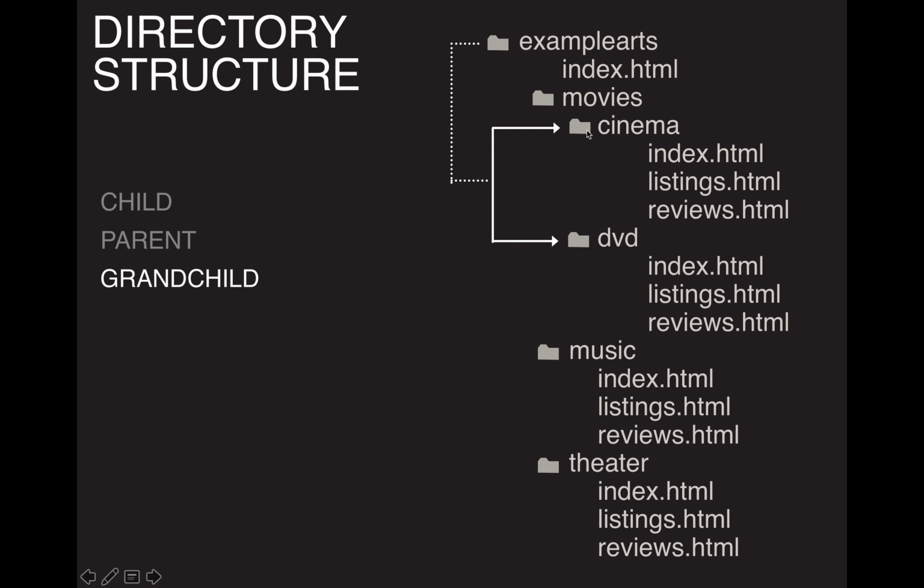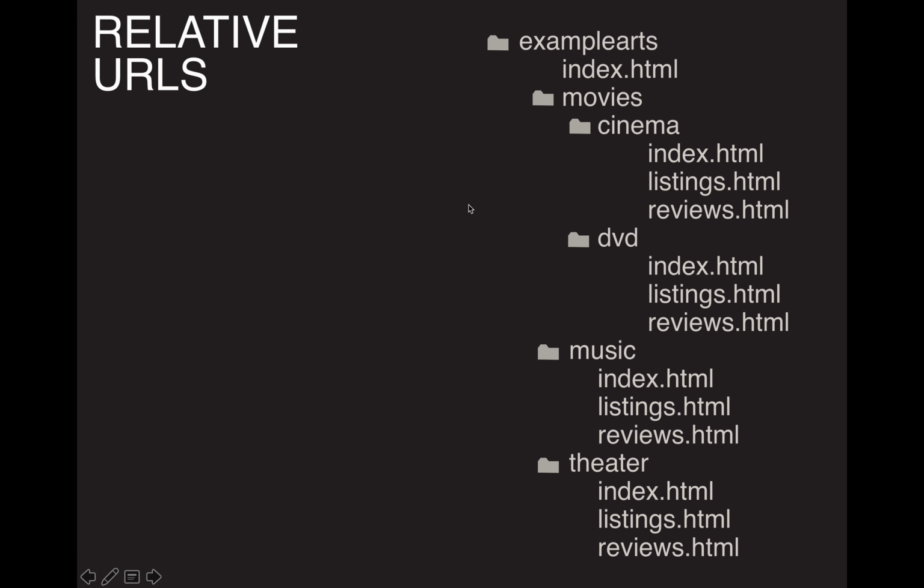Since movies also contains additional folders within it, those are children of movies, but they are grandchildren of example arts. I know it's weird to be talking about these as humans, but the family tree analogy does make sense. So cinema and DVD, their parent is movies, so their grandparent is example arts. And this really comes into play when you start wanting to link your pages of your site together, because you need to know where you have put these things in order to link to them effectively.